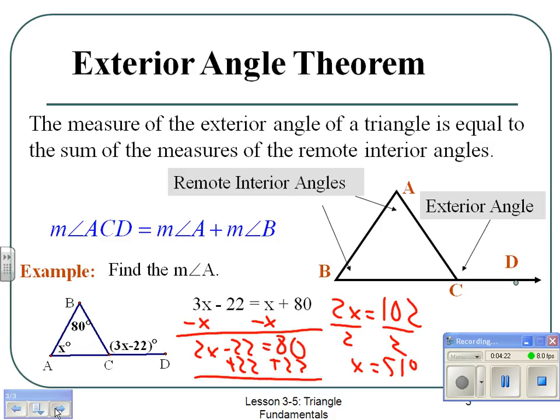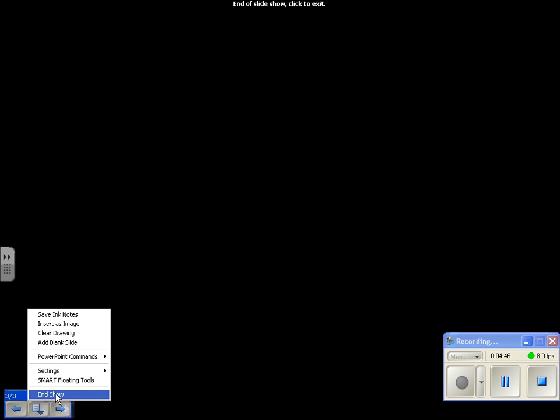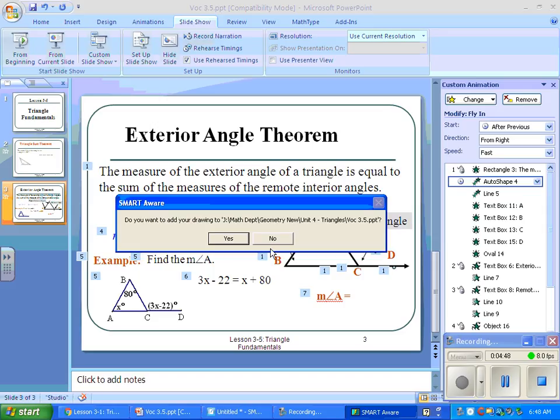If I had asked for the exterior angle, I have a couple of ways I could have found that. I could add the 80 and the 51 that was from angle A, or I could plug in 51 in this outside equation to see what it is, or I could do both, and that would be a great way of checking it. So that's the exterior angle theorem. So now, let's look at some more examples.